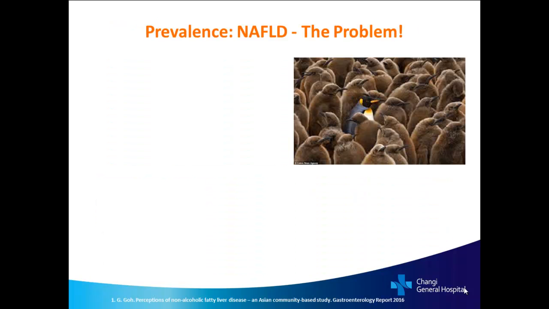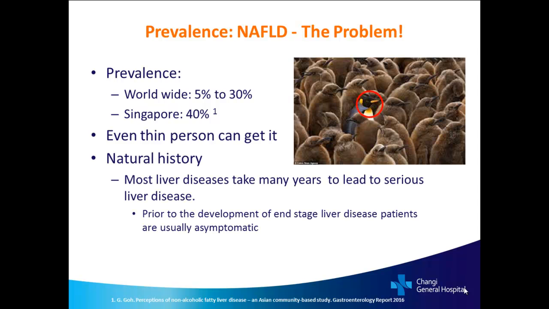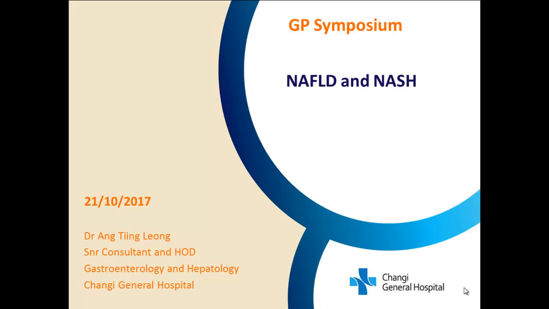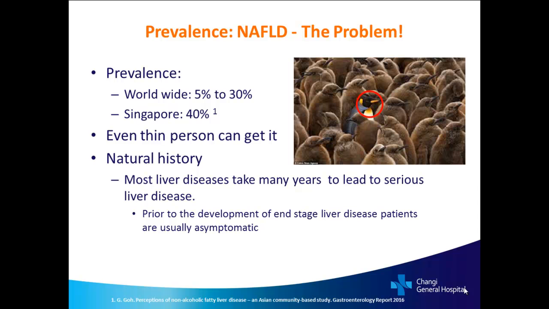The problem is that fatty liver disease is actually quite common. Worldwide, it ranges from 5 to 30%. In Singapore, there was a survey that said maybe 40% of the population may have it. And even a thin person may get it, although it is associated more with obesity. Although there has been some concern about it being a major cause of liver cirrhosis and cancer, most of the time, if it happens, it takes a long while. But do know that most of the time, patients are actually asymptomatic.